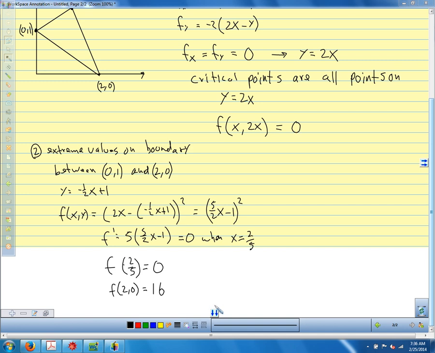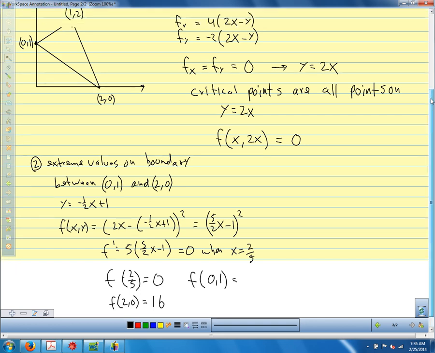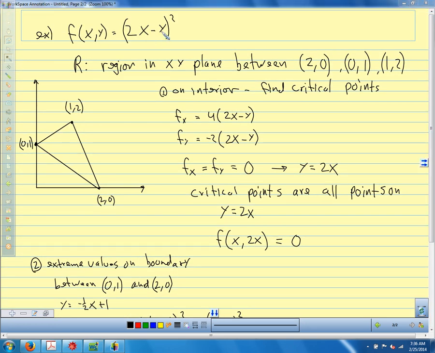So let's check between 0, 1 and 1, 2. Wait, why did we check 0? We had x equals 2/5. F of 2/5 equals 0. So we need to check 0, 1. We didn't check 0, 1. F of 0, 1. If I plug in 0, 1 here, if x is 0 and y is 1, what do I get? F equals 1.